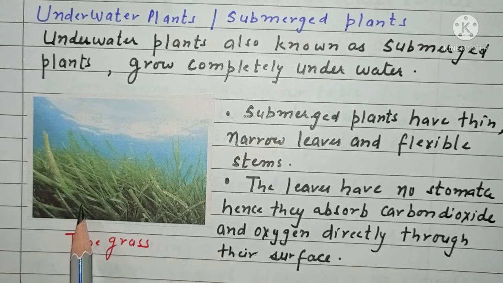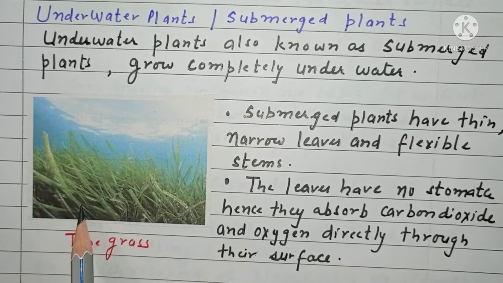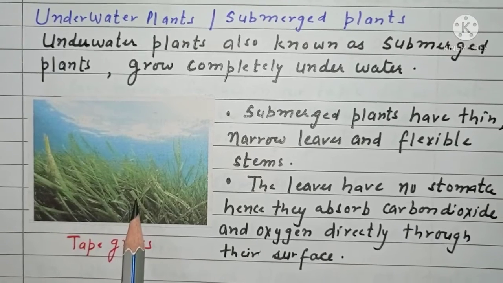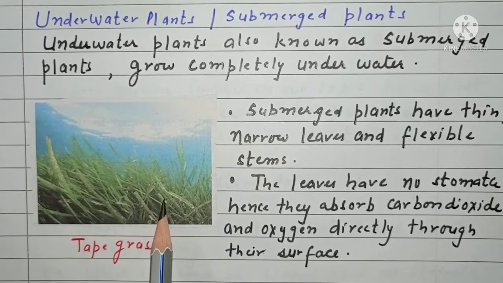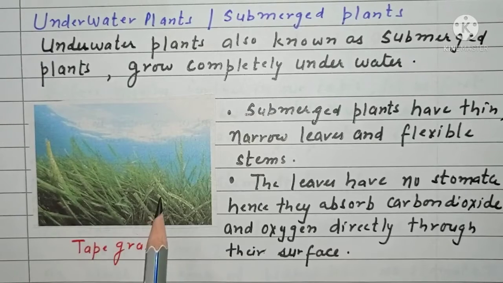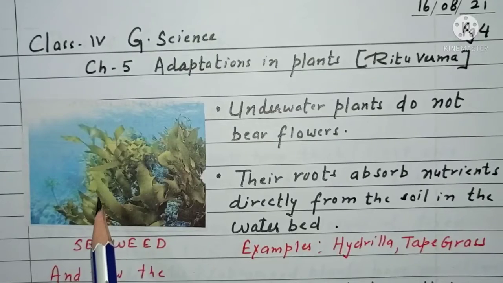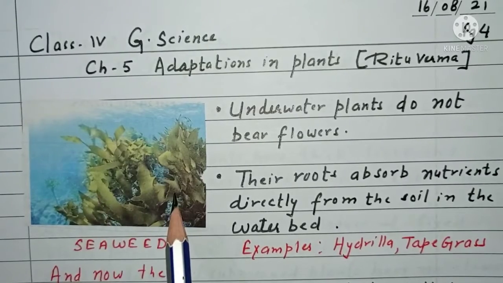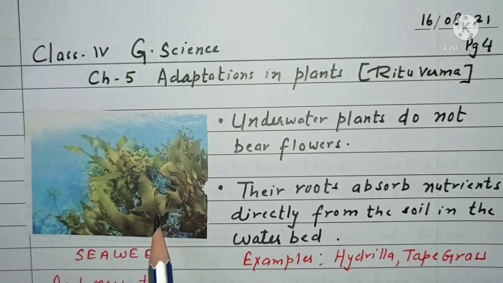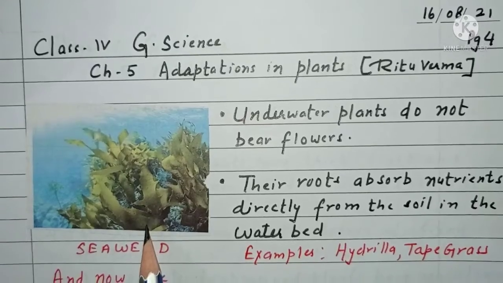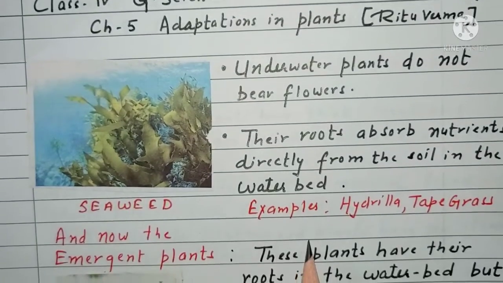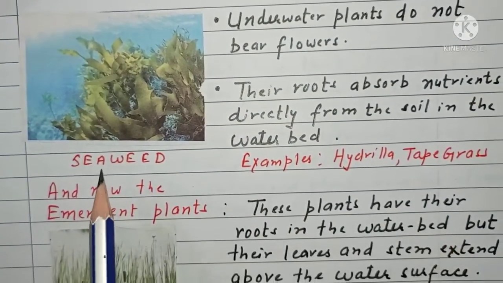These submerged plants have thin and narrow leaves and the stems are flexible. The leaves have no stomata as they are underwater. So, the leaves have no stomata, hence they absorb carbon dioxide and oxygen directly through their surface. Underwater plants do not bear flowers and their roots absorb nutrients directly from the soil in the water bed. And the examples are hydrilla, tape grass and seaweed.